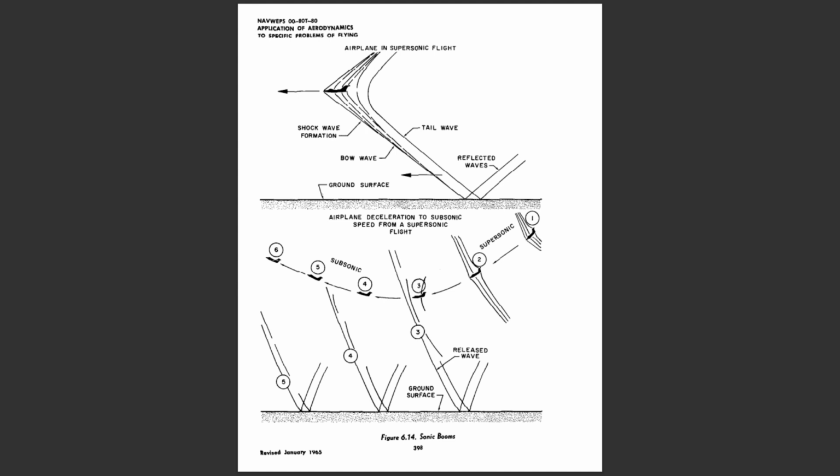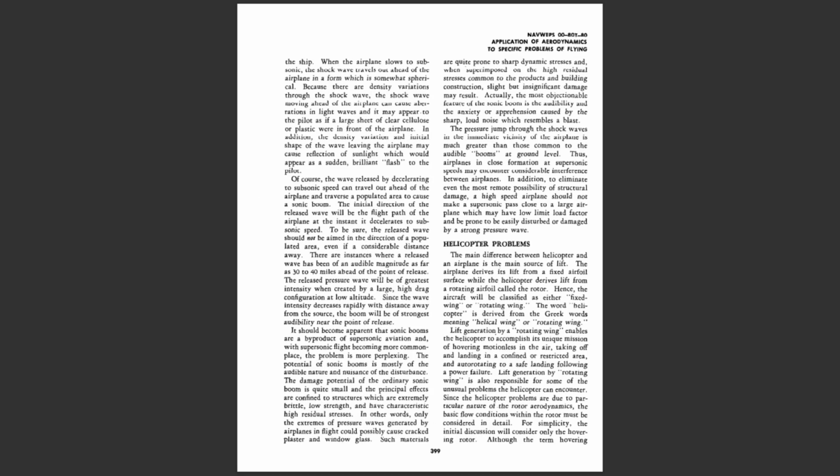The pressure jump through the shock waves in the immediate vicinity of the airplane is much greater than those common to the audible booms at ground level. Thus, airplanes in close formation at supersonic speeds may encounter considerable interference between airplanes. In addition, to eliminate even the most remote possibility of structural damage, a high-speed airplane should not make a supersonic pass close to a large airplane, which may have a low limit load factor and be prone to be easily disturbed or damaged by a strong pressure wave.